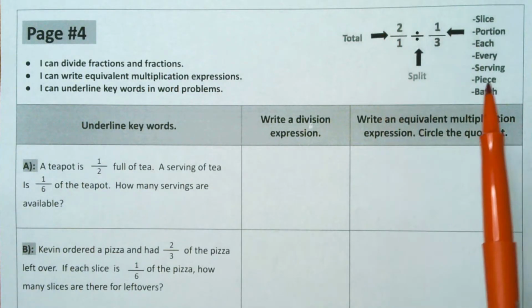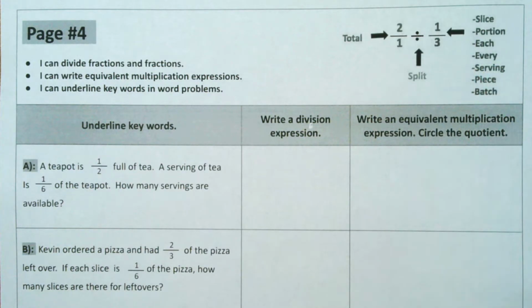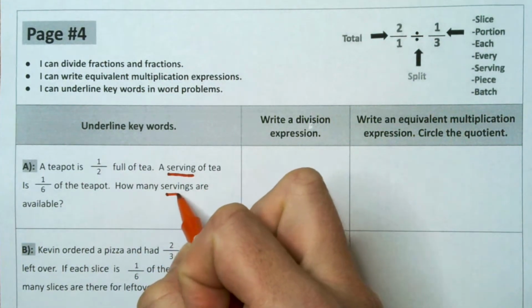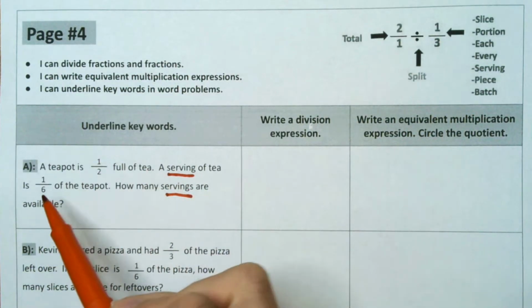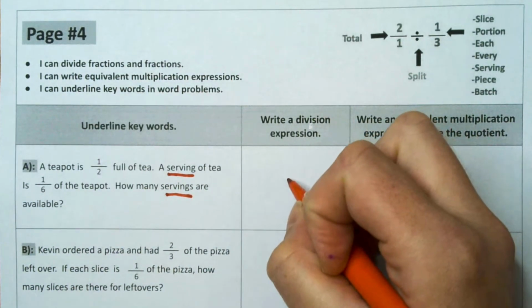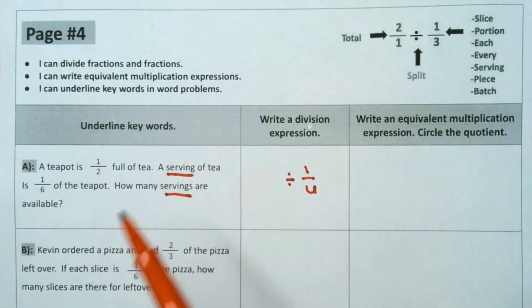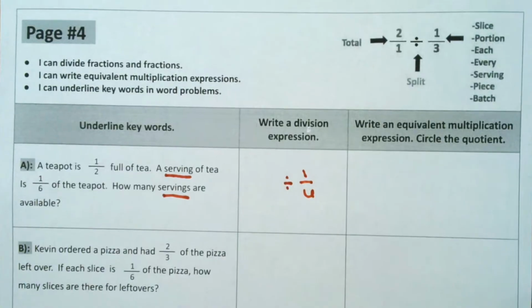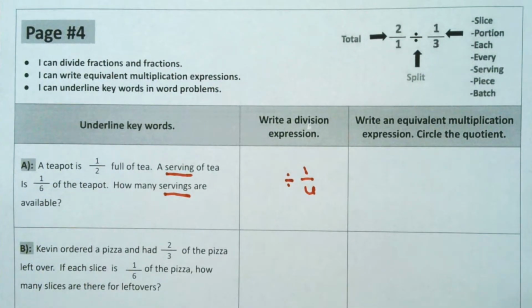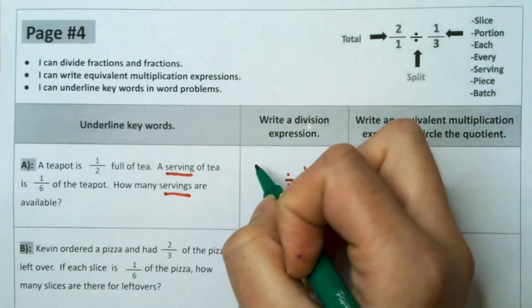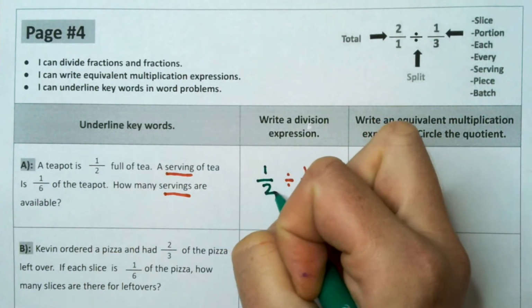Okay, so if we look up here, we can see our keywords. I know serving is a keyword for the second number in our division expression. So I'm going to underline serving, and it says a serving is 1/6. So when we write the division expression, I'm going to write divided by 1/6 since that went with serving. And then even though it doesn't say the word total, I know that the amount of tea we have, the total amount, is 1/2. It's half full of tea. So that'll be our first number.